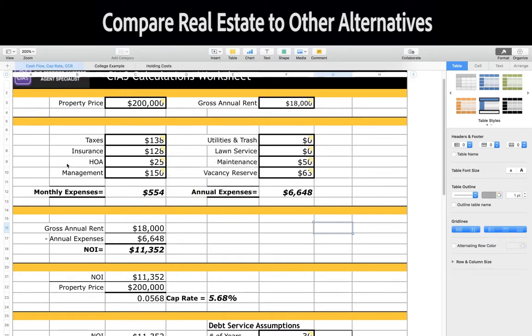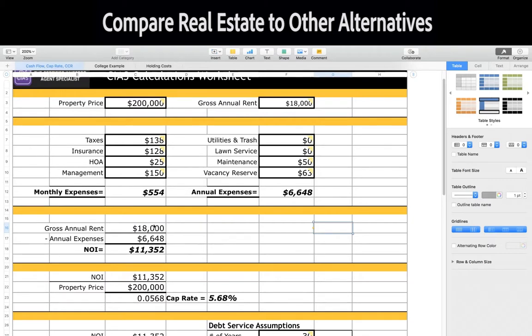We're getting the property professionally managed, so there's the 10% there. The utilities and trash are going to be on the tenant. There is no lawn service on this one. Maintenance, I put about $600 a year. It's a fairly newer property, so we shouldn't have too much maintenance, but you have to do that by property. And then you've got your vacancy reserve, which I put at about half of one month's rent. So my annual expenses on that one are $6,648.